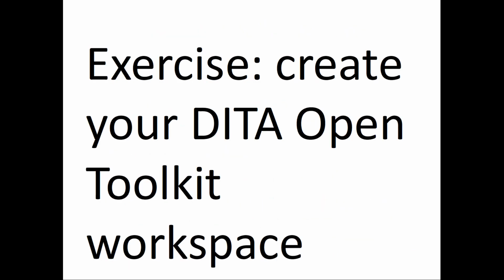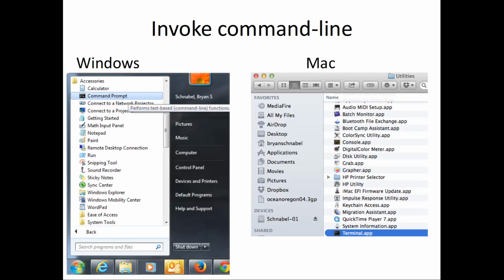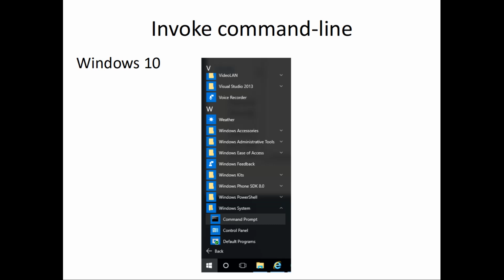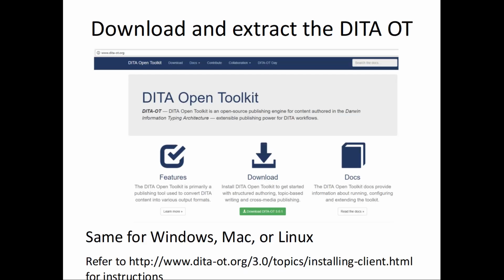So let's do an exercise. Let's create a DITA Open Toolkit workspace. We'll invoke the command line. In Windows, we do it through the command prompt. In Mac, we use the terminal application. And in Windows 10, we go through Windows System to find the command prompt. So you will download the latest version, which is 3.0.3.1 actually. It's the same version that you would use for Windows, Mac, or Linux.